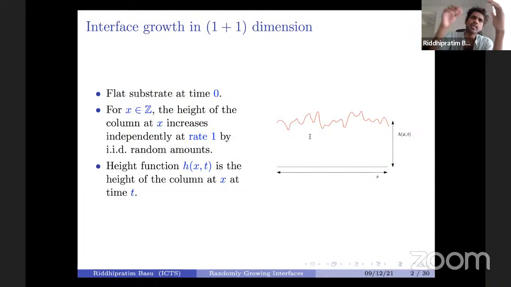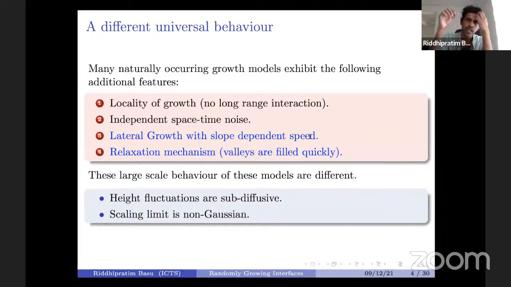So there is a large class of growth processes which exhibit a different universal behavior, and they also mimic the behavior of many interesting natural growth processes. These can be classified by four basic properties. The first two are already present in the previous toy model we described, which is that the growth is local, so there is no long range interaction. In the previous model, there was no interaction at all. And the growth is independent across space and time.